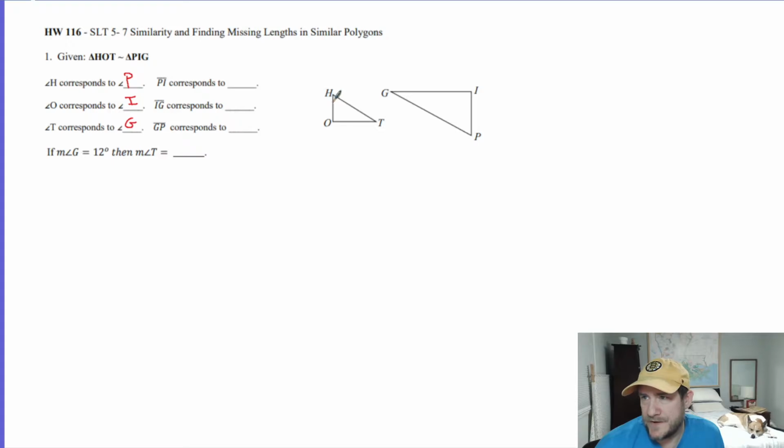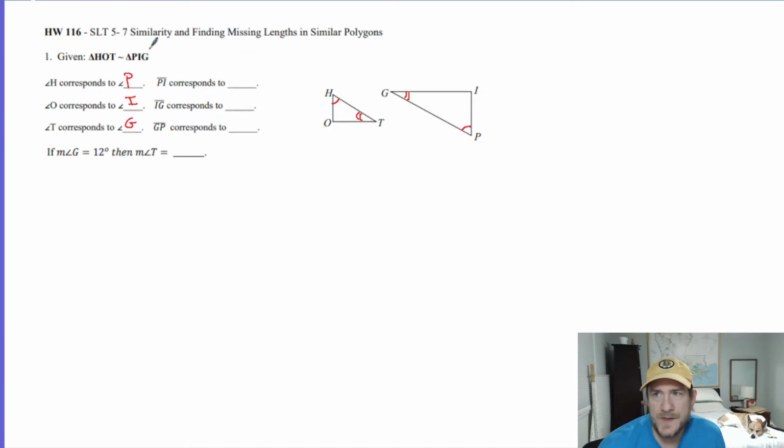So in the diagram over here, there might be some confusion about whether H corresponds with G or P. You know that it doesn't correspond with I. You can see that I is a right angle, so I pretty obviously corresponds with O. But whether H corresponds with G or P might be hard to tell until you look at the similarity statement, and then it's obvious that H and P go together, and it's T that corresponds with G.